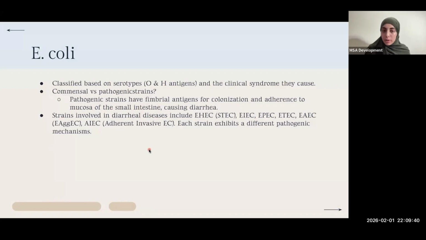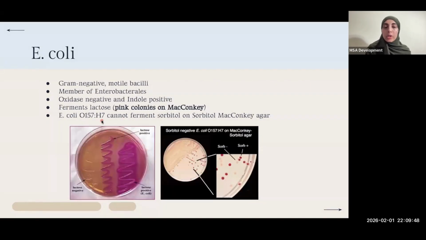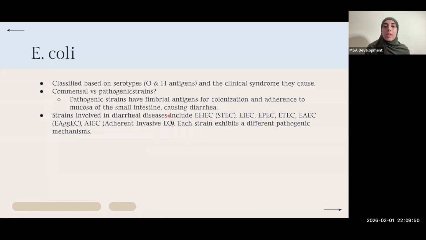Now, how do we classify E. coli? It's classified based on serotypes. We have O antigens and H antigens. Remember, O and H, okay? These are antigens. And we also classify E. coli by the type of syndrome or disease that they cause.